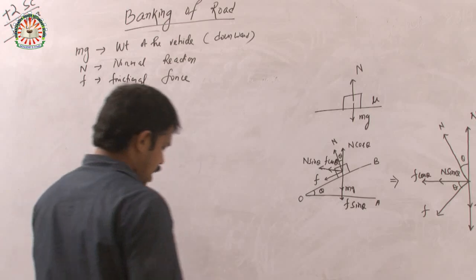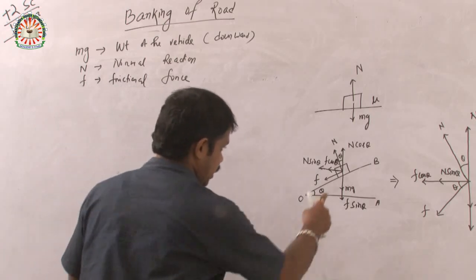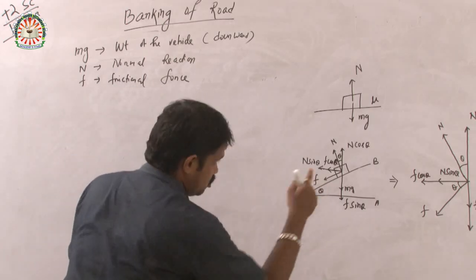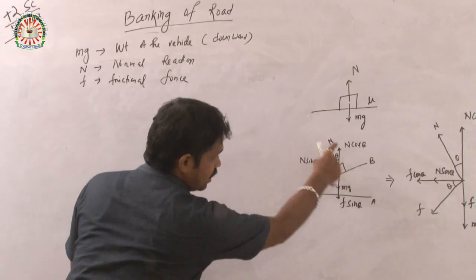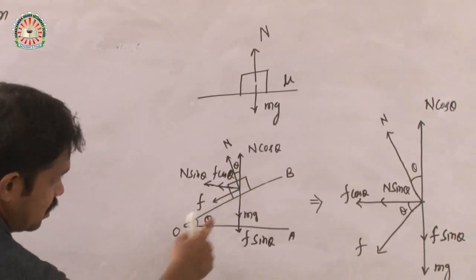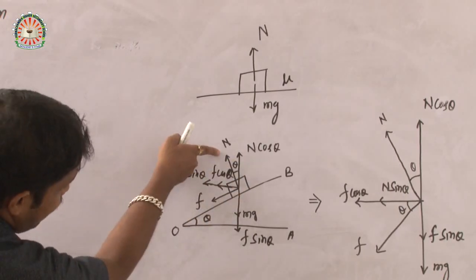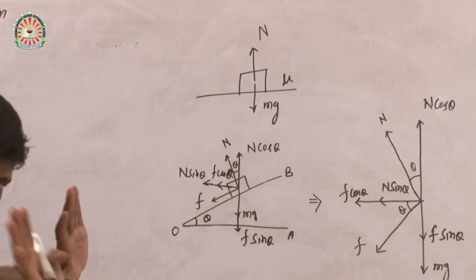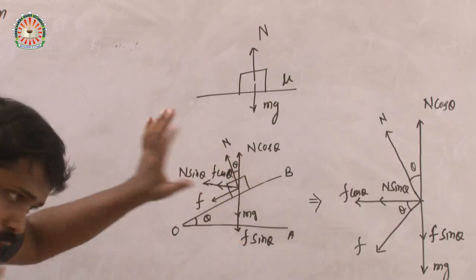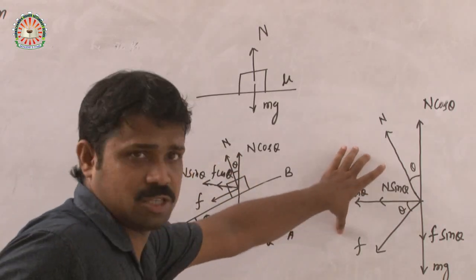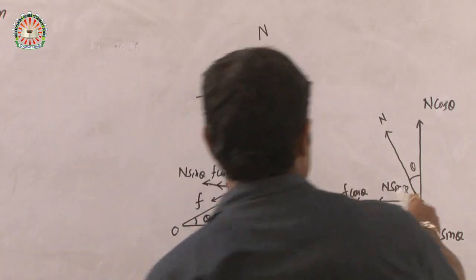Clear? Now how the resolution takes place, all of you look at here. One by one I have to resolve. The n, the normal reaction, this is the angle theta. If this is my angle theta, then you can look at this figure. This is a free body diagram.